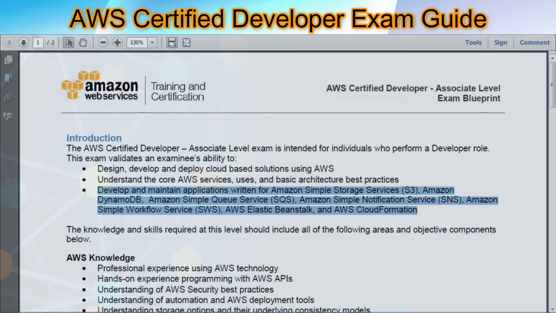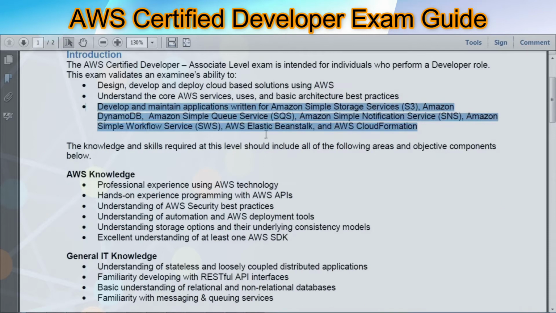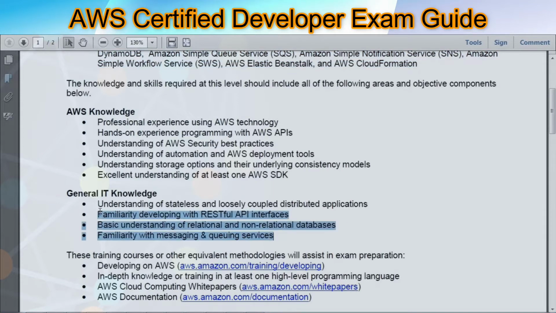With that cited as important, that's going to be a very big portion of what this course is all about. Now, if you move a little bit further down in the exam blueprint, you'll see under General IT Knowledge, and I like to think of this as kind of like prior knowledge to sitting for the exam, the kinds of things that they think are important are an understanding of stateless and loosely coupled distributed applications. We will look at some of the services, such as SQS and Simple Workflow Service, that really facilitate developing stateless and loosely coupled distributed systems.